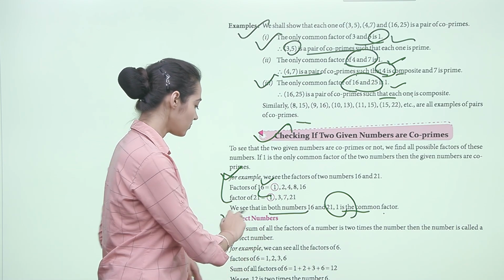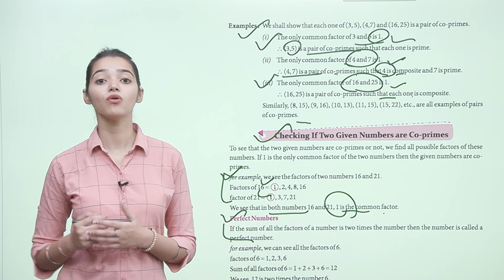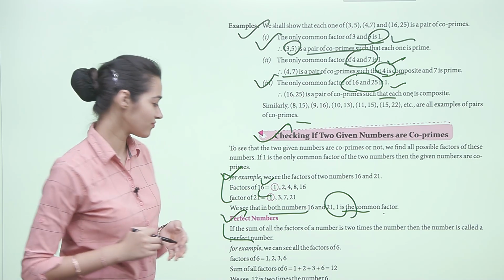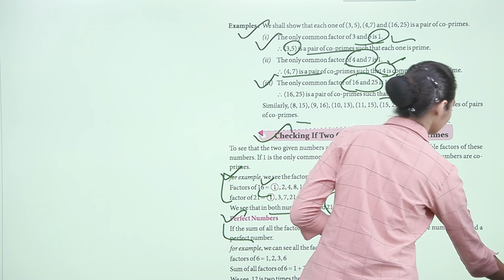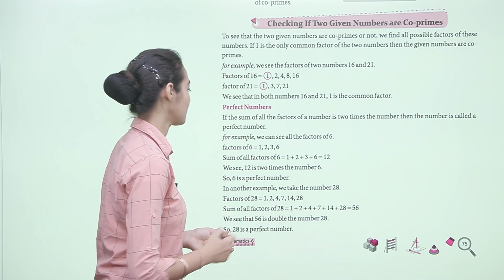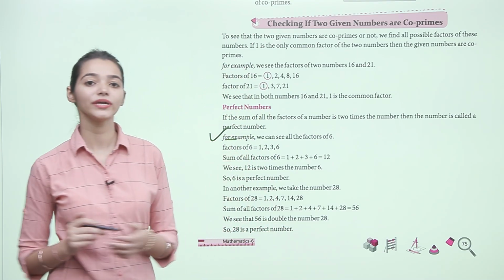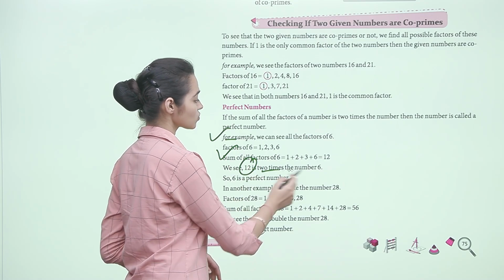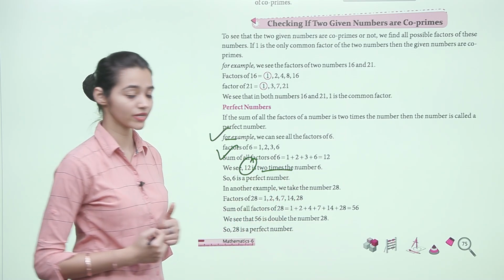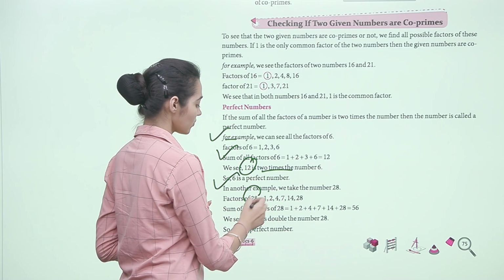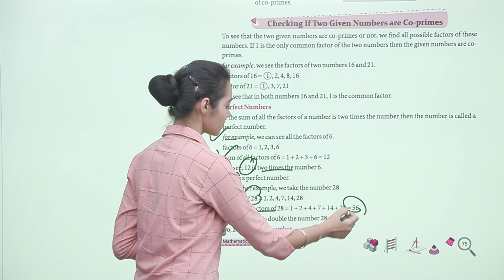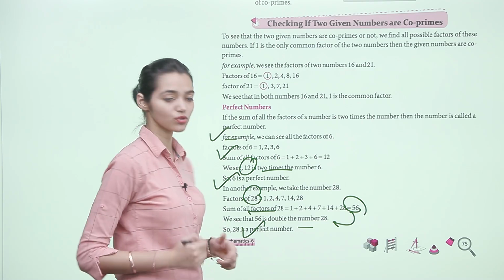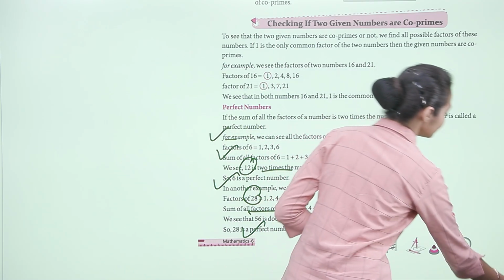Now let's look at perfect numbers. If the sum of all the factors is 2 times the number, then the number is called a perfect number. For example, we can see all the factors of 6 here. The sum of all the factors of 6 is 12, which is 2 times the number 6. So it is a perfect number. In another example, we take the number 28, and when we add the factors, the sum is 56. So 56 is double the number 28, and 28 is also a perfect number.